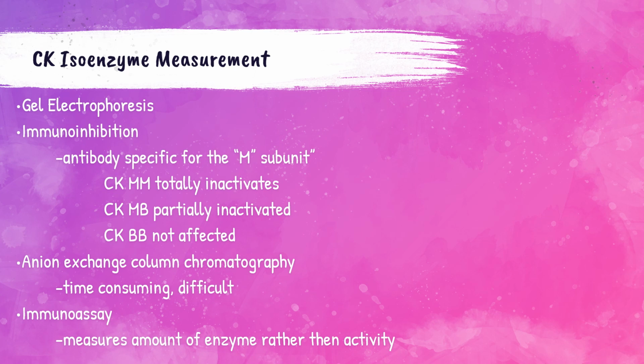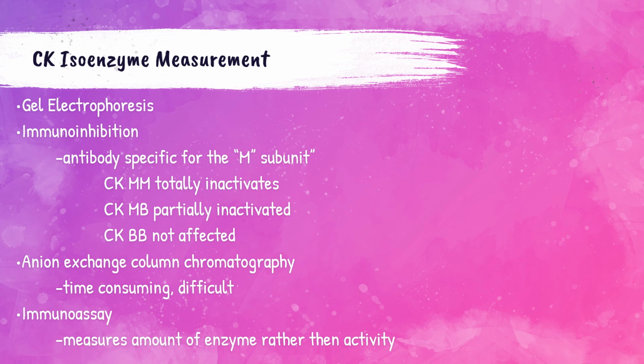Usually only reference laboratories or really large hospital laboratories do the testing of the CK isoenzymes. And this can be performed using gel electrophoresis or anion exchange column chromatography. So this is a really tedious and time-consuming procedure that separates molecules based on their net surface charges. Immunoinhibition can also be used for quantification of CK isoenzymes.